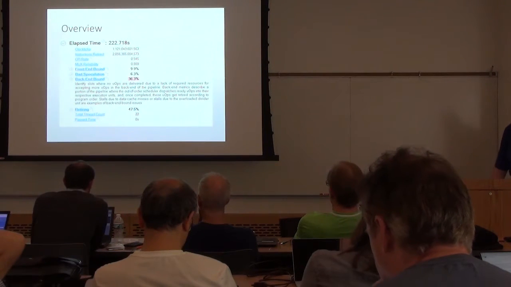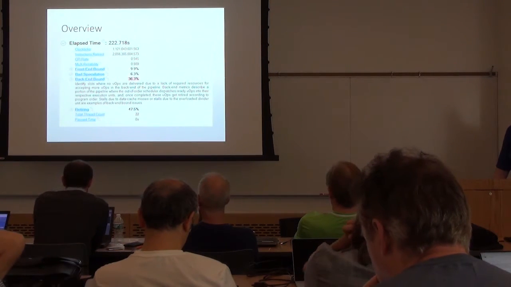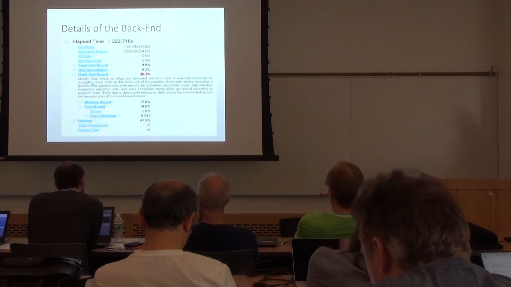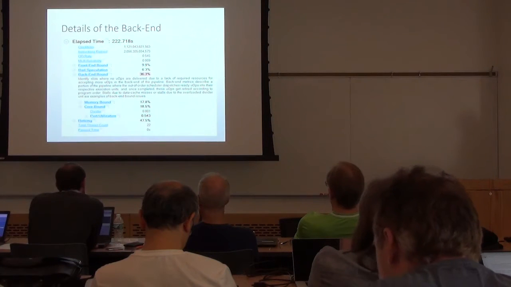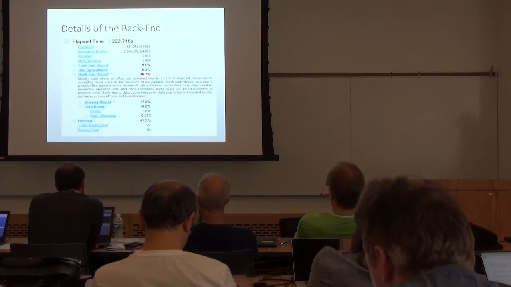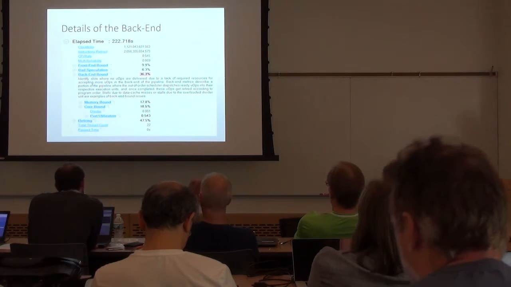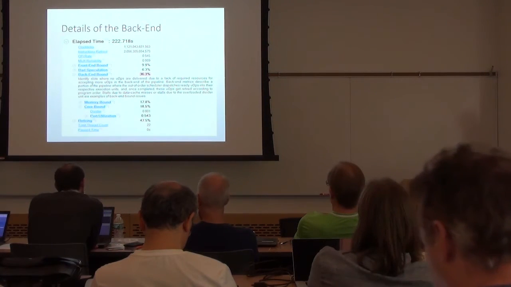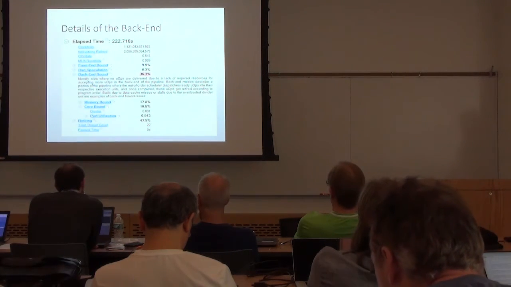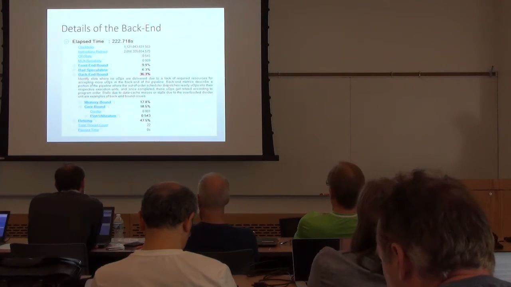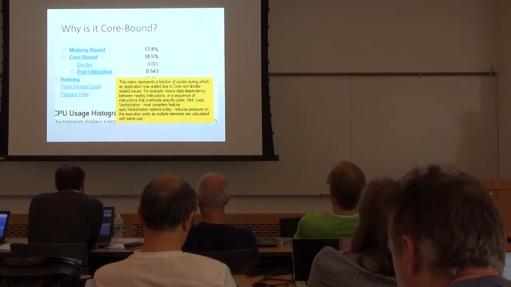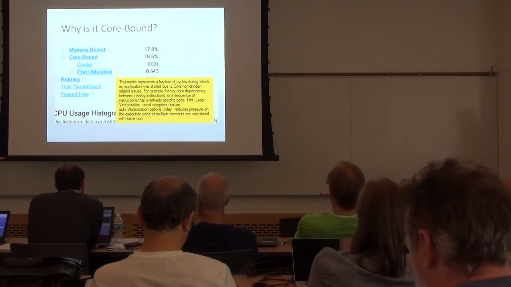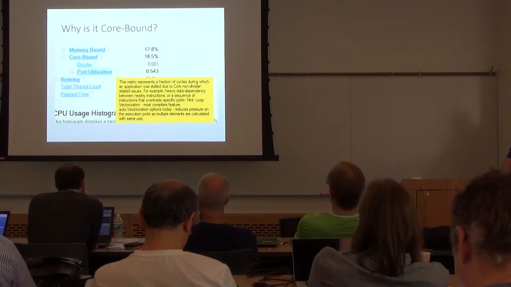So we can ask it to expand that. All right, here's the same thing except with the back end breakdown expanded. And it says that of the 36%, approximately half is because of memory bound, and half is because of core bound, whatever that means. So we can go down into that. And okay, it's called port utilization, and this yellow thing here explains what that is.